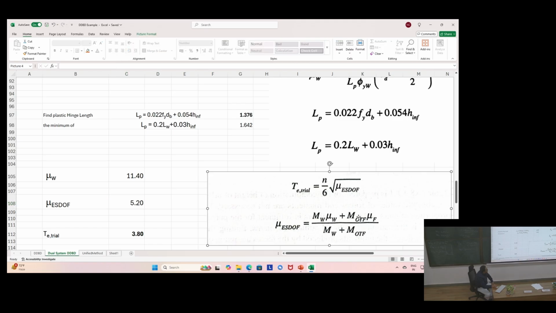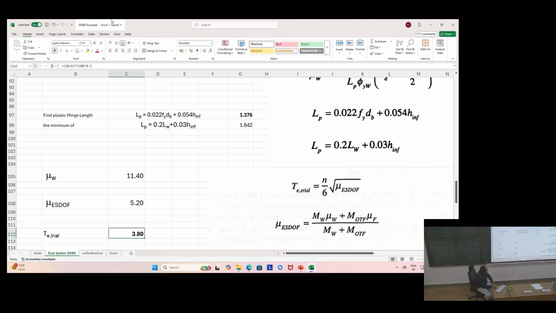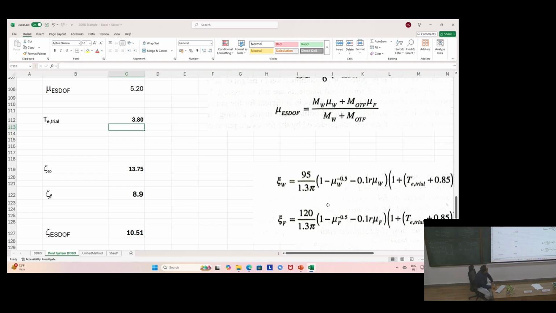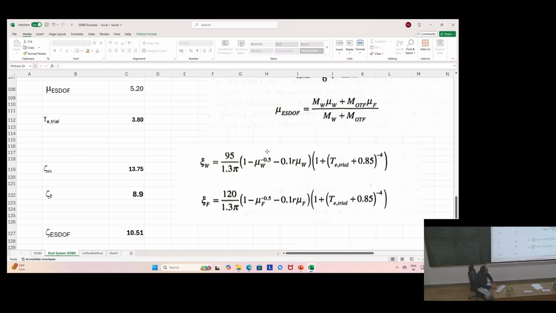So once you have mu S-DOF, you have to find a trial time period, which is story height 10 divided by 6 times the square root of mu S-DOF, right? That's right. Which is 3.8. Now, have fun with these formulas.